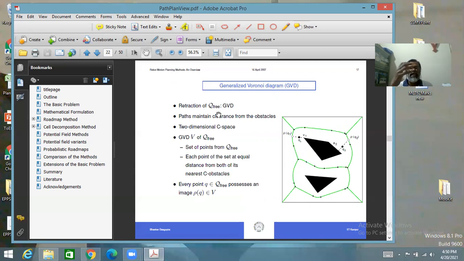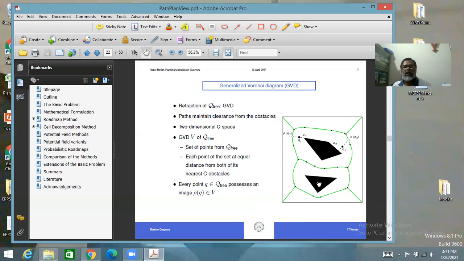So you try to define a retraction of Q free to a set of connected curves, which is the generalized Voronoi diagram. What is a retraction? Retraction is kind of a mapping from a space of higher dimension to a space in the lower dimension, which sort of constitutes the backbone. You see here the green set of curves is the backbone of the entire Q free here. This is a big obstacle, this is a big obstacle.